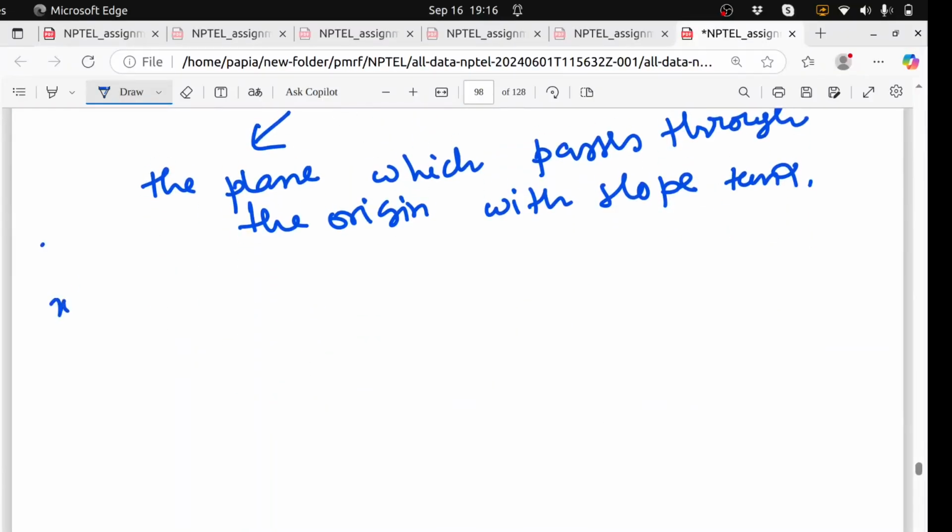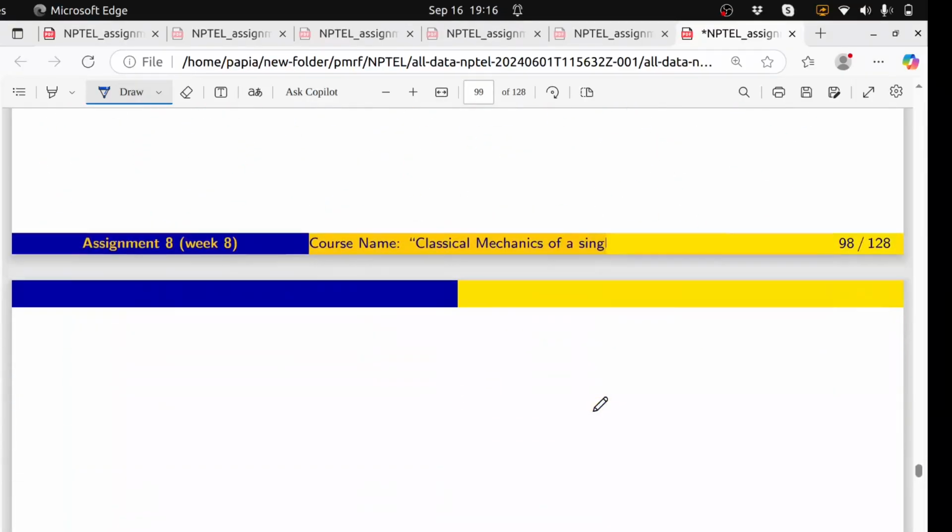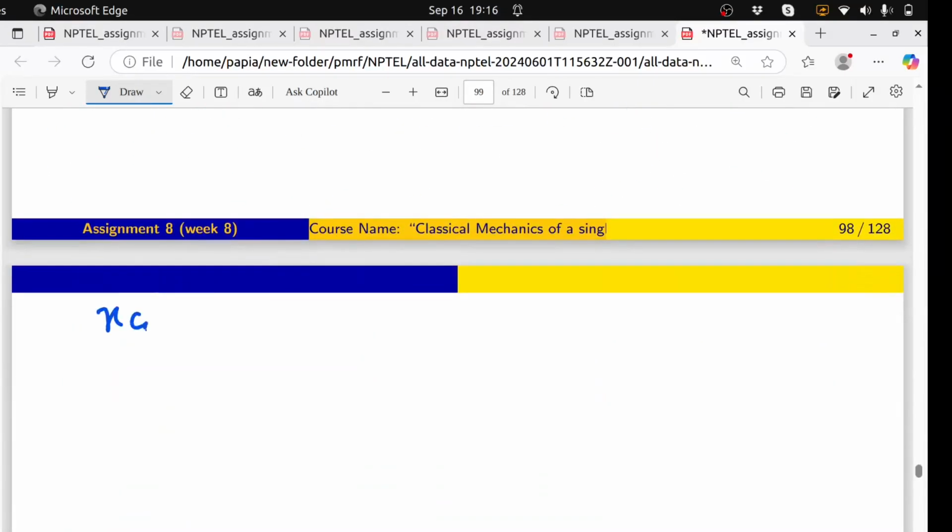Now coming to x square plus y square equals to constant. For this case, this represents a cylinder, not a plane. Now x cos alpha plus y sin alpha, z sin alpha equals to h. This is the correct one.